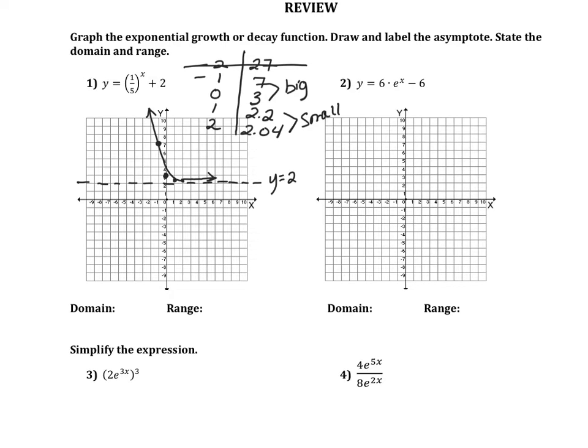So domain across the board, you guys, what's it going to be? All real numbers. Yep, so all real numbers. There's the symbol for real numbers. Range is based on that asymptote line and looking at your graph. So is our graph above 2? Above y equals 2? Yes, so our y's are bigger than that. So range is y is greater than 2.